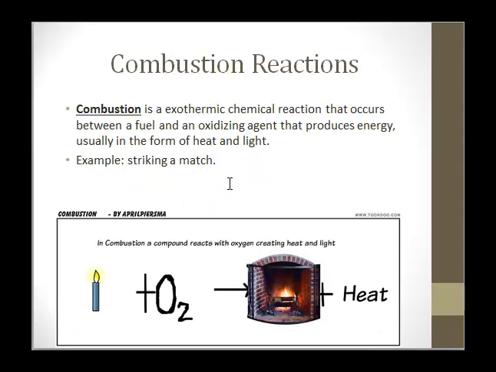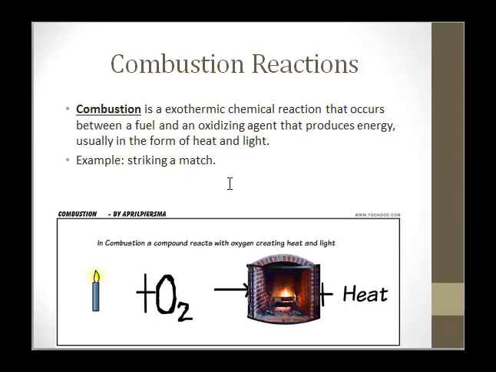Combustion reactions. Combustion is an exothermic reaction that occurs between a fuel and an oxidizing agent that produces energy, usually in the form of heat and light. All right, so combustion is an exothermic reaction. A combustion reaction gives off energy.